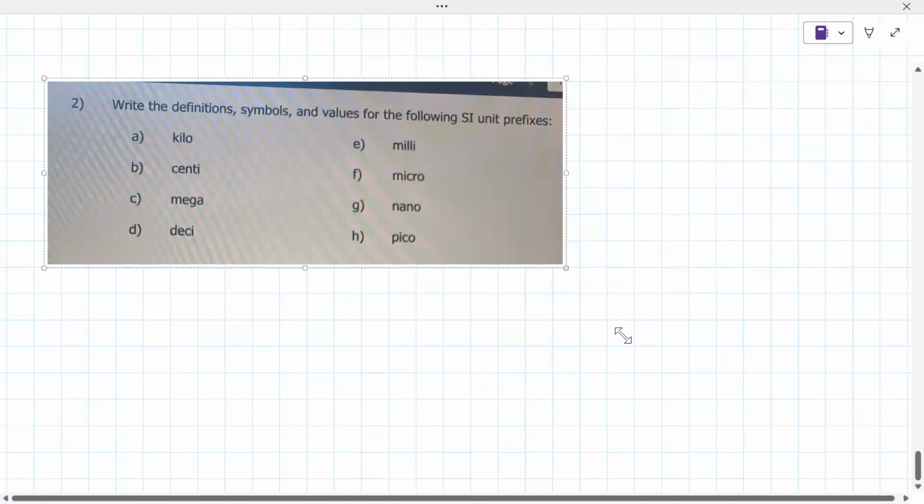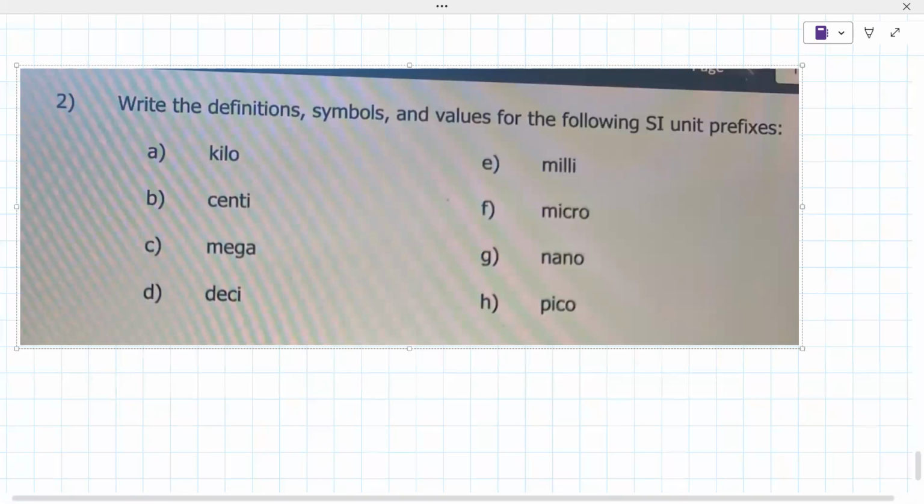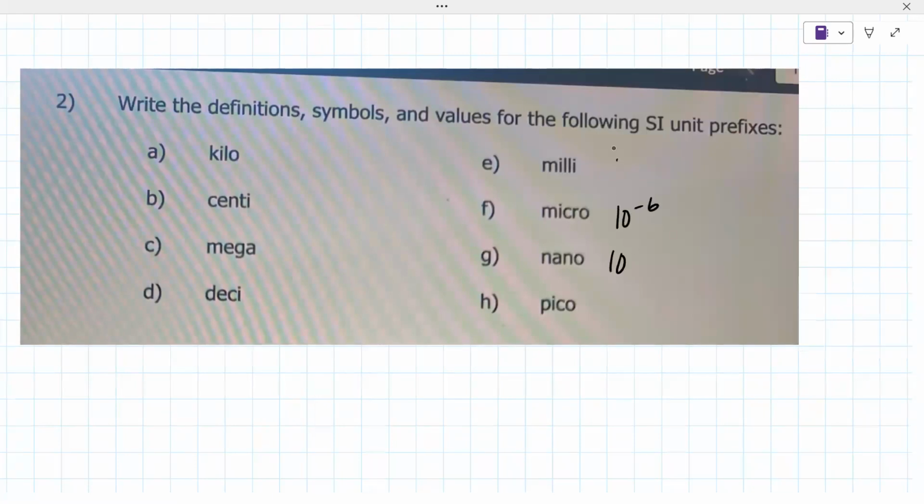All right. Write the definition, symbols, and values for the following SI unit prefixes. You can look at all these. The main ones here are 10 to the minus 6, 10 to the minus 9. Can we do number three? Yes, we can get number 3.